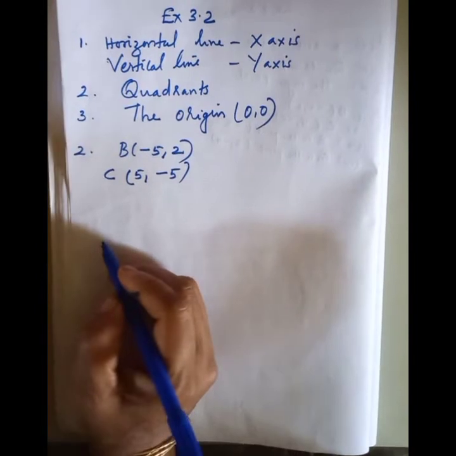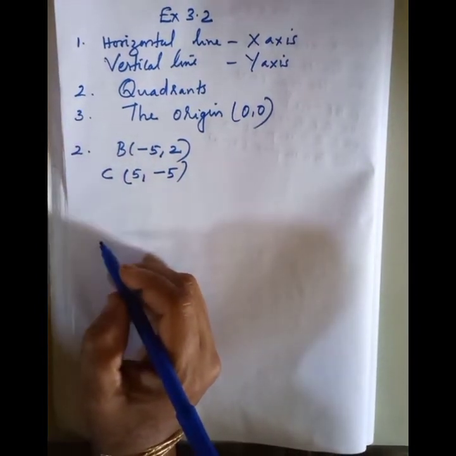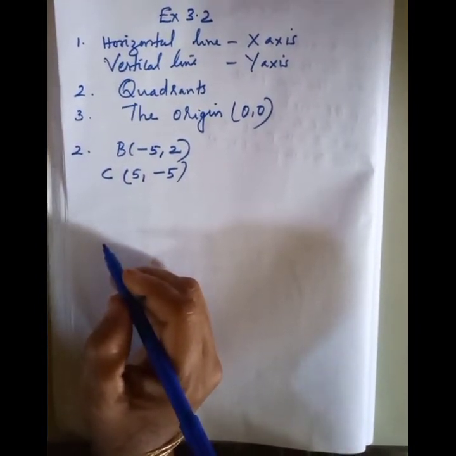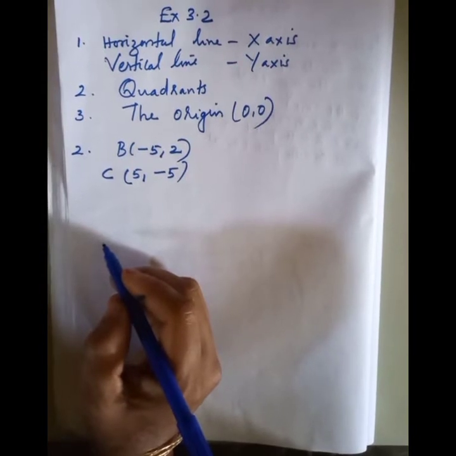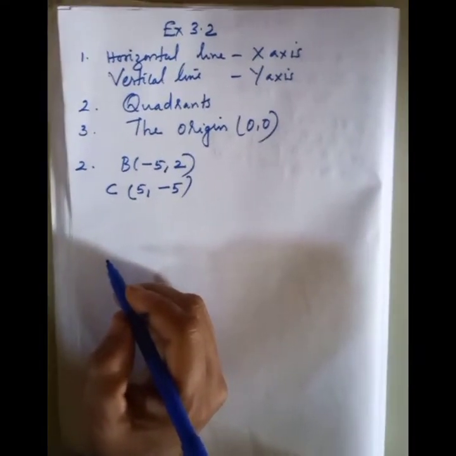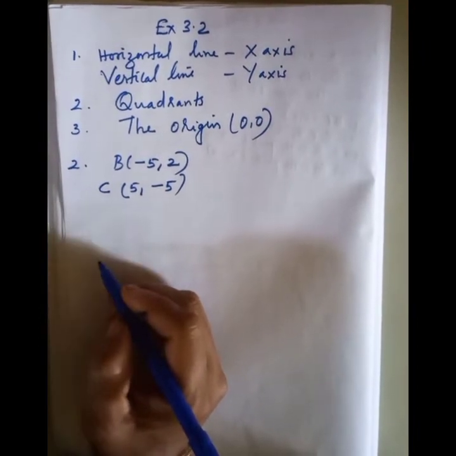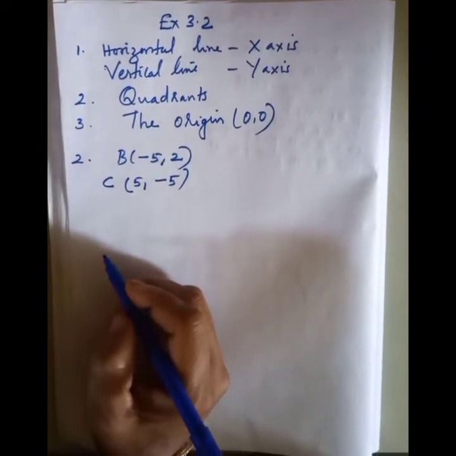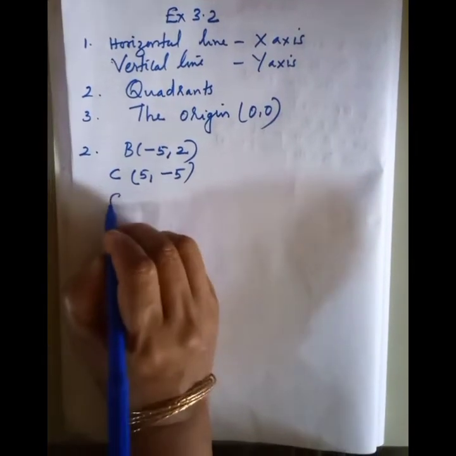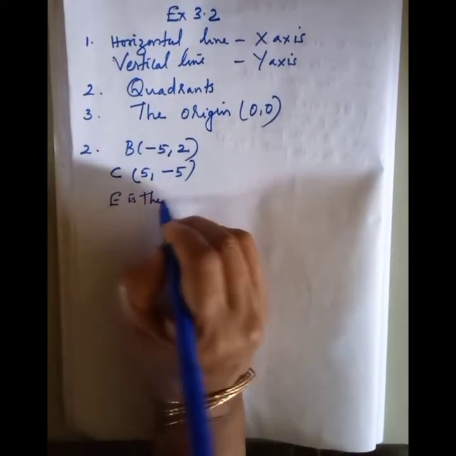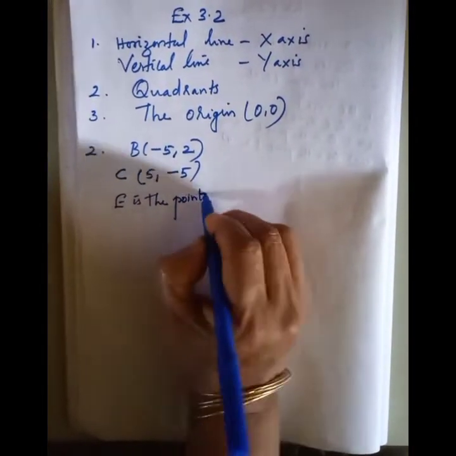So 5, minus 5. The third question is to identify the point with coordinates minus 3, minus 5. All of you look at the diagram. Where is minus 3, minus 5? What is the name of that point? Yes, minus 3, minus 5, that is the point E. E is the point minus 3, minus 5.